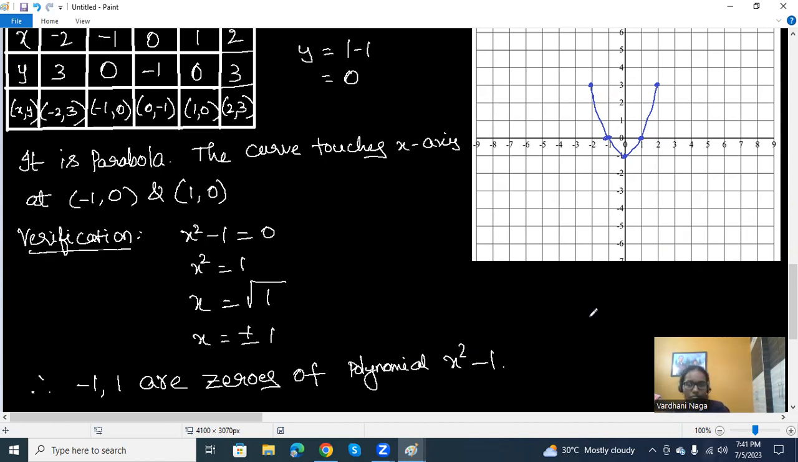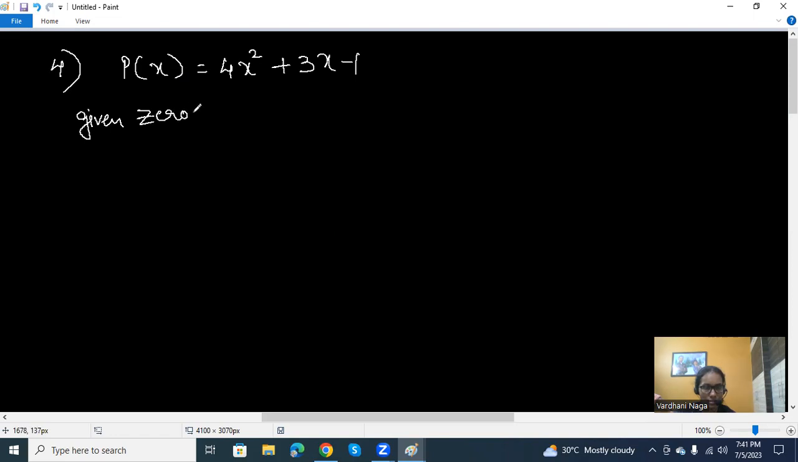Okay. One more last question in this exercise. The question is, check whether minus 1 and 1/4 are zeros of the polynomial p of x is equal to 4x square plus 3x minus 1. So they have given the zeros also. Minus 1 and 1/4. So check whether they are zeros or not. For checking whether they are zeros or not, what we have to do is find p of minus 1 and also p of 1/4. So let's find p of minus 1.